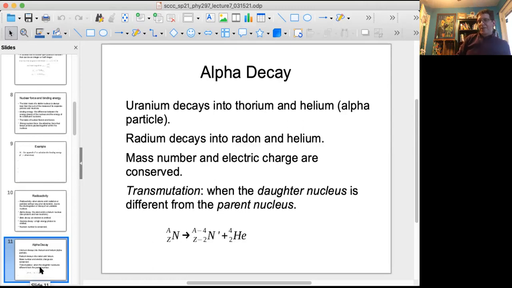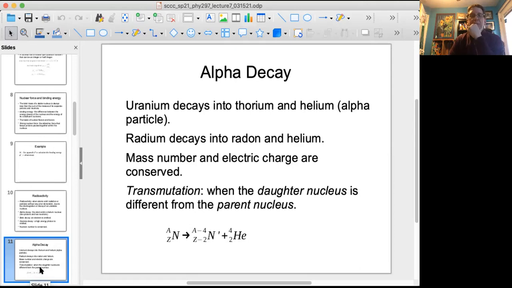So let's start with alpha decay. Uranium decays into thorium and helium. And so that's an alpha particle. Radium decays into radon and helium. So, these are typical radioactive isotopes. And, they emit a helium atom. And so their atomic number changes and the mass number of the remaining element changes, but the total mass number is conserved. And the electric charge is also conserved when this happens.